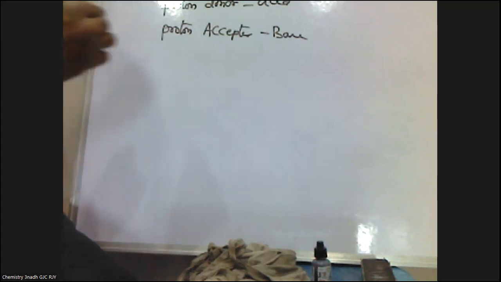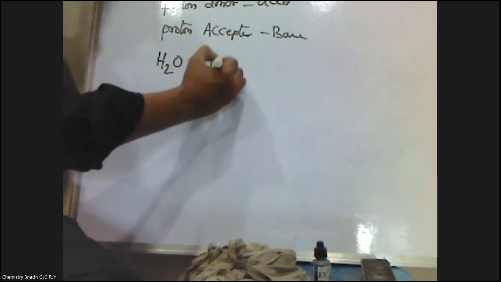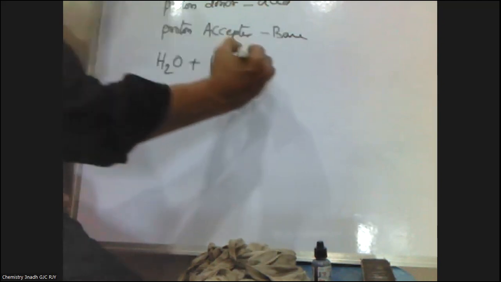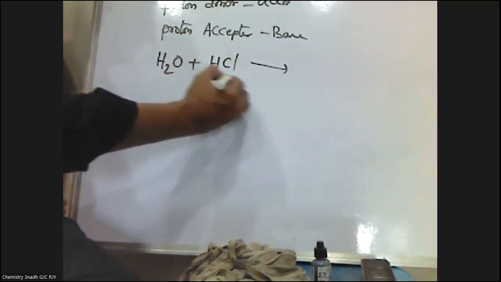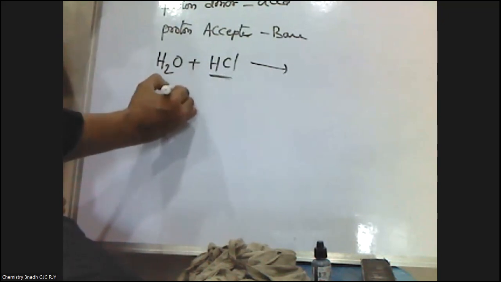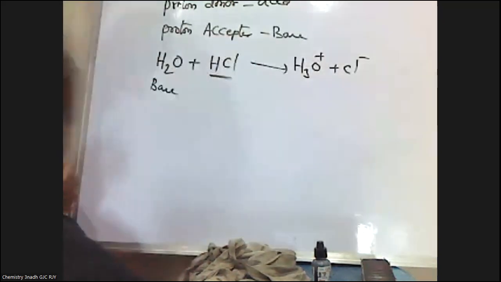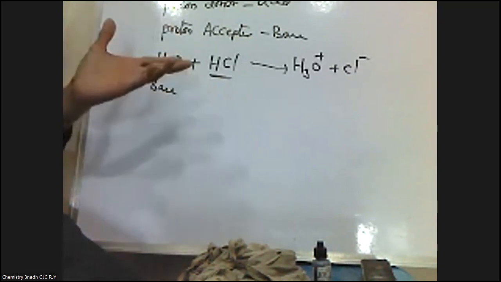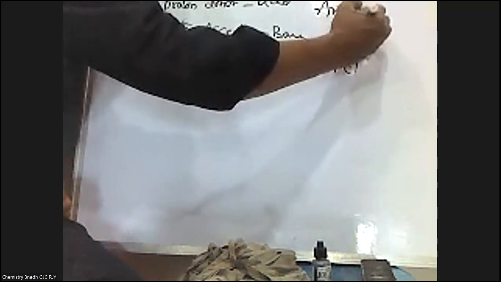So let me take an example. For example, here when H2O, water, is reacting with HCl, it is accepting a proton from HCl and it is acting as a base, forming H3O+ and Cl-. So here water is behaving as an acid as well as a base. That's why we can say that water has amphoteric nature.